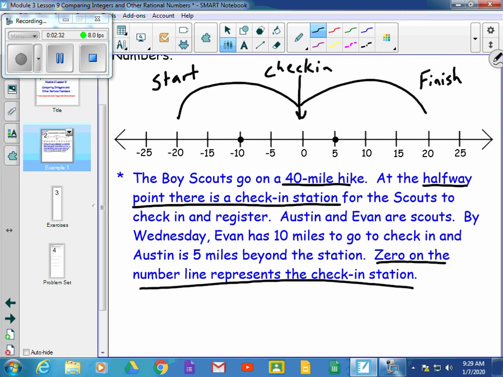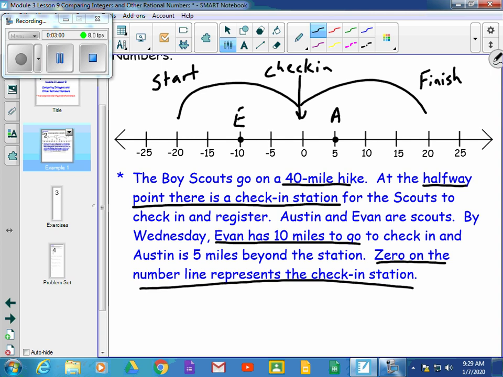Now, the points that are plotted for us represent the location of our Scouts. If Evan has 10 miles to go, that means he has not reached the check-in yet. He's at -10, so I can label his position with an E there. And Austin is 5 miles beyond the station. He has already passed the station 5 miles. So there is his location.